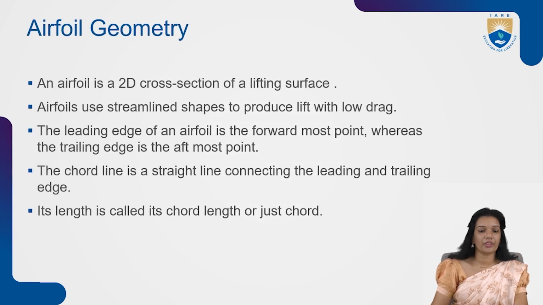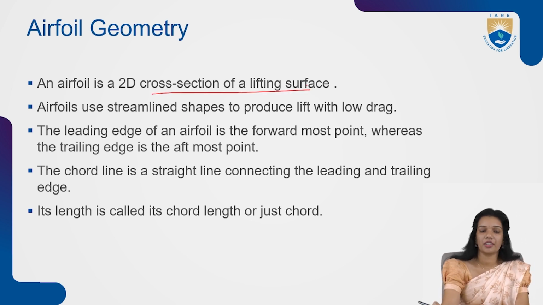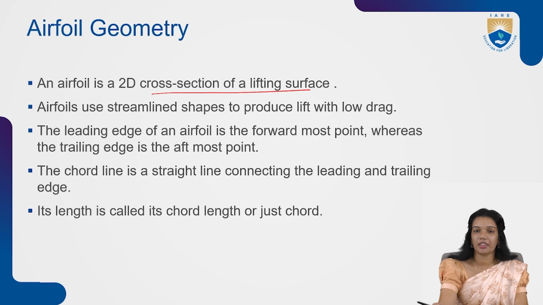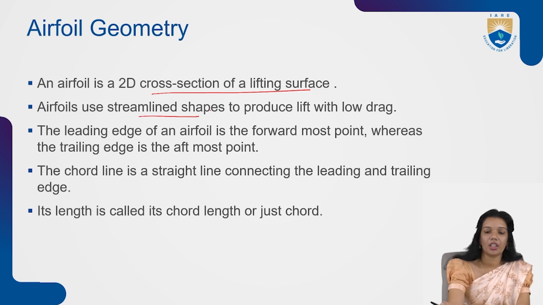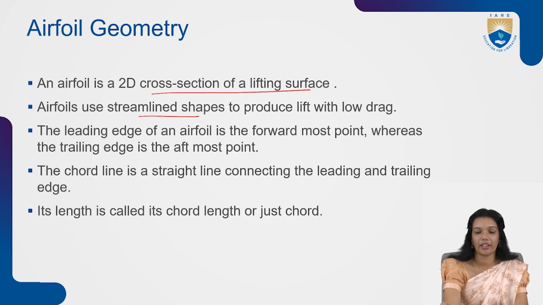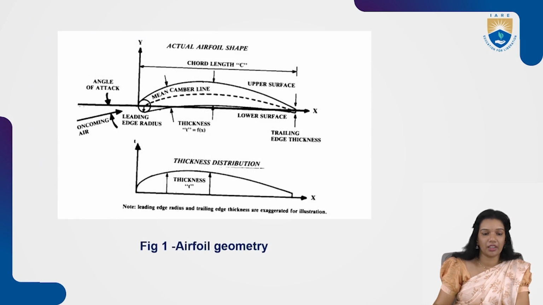So in the airfoil geometry, an airfoil is a 2D cross section of a lifting surface, right? I have different types of airfoils, right? NACA series, and then there are other airfoils, right? Airfoils use streamlined shapes to produce lift with low drag, right? I want a greater amount of lift with a smaller amount of drag to be generated. So that is how my airfoil shape is going to be designed, correct? There could be a symmetric or a cambered airfoil, right?